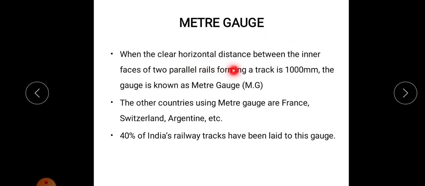Here the clear distance between the inner faces of two parallel rails forming the track is 1000 mm or 1 meter, so it is known as meter gauge. The other countries which use meter gauge are France, Switzerland, and Argentina. Then 40% of India's railway track is laid in the meter gauge system.